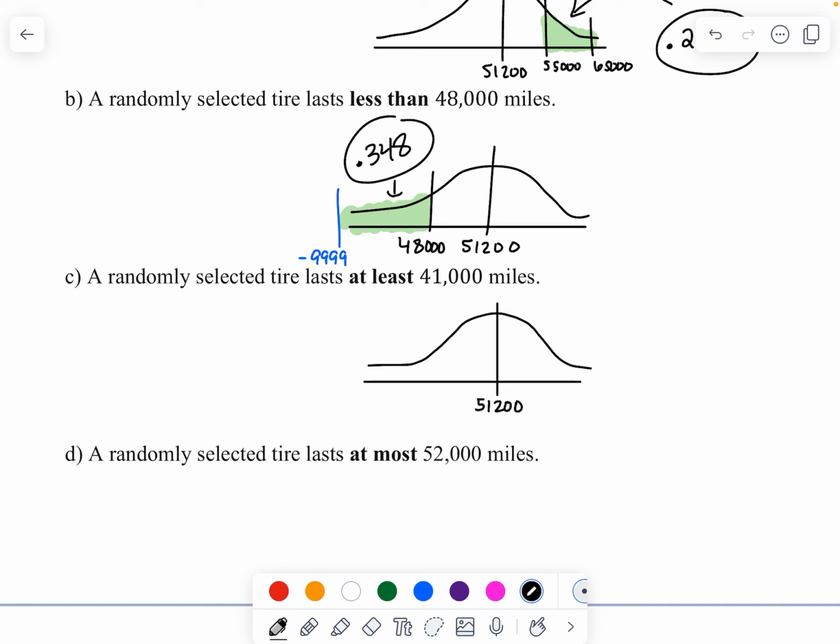So at least, let's also place 41,000 on the curve. At least would mean that is the least amount we hope. We hope for more, right? We don't hope for less. So it's really another way of saying more than. So we're looking for this interval, and when we do this piece, we are missing an upper bound.